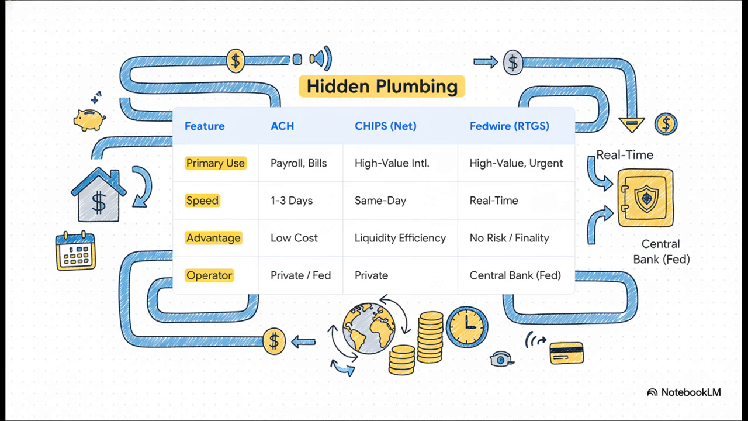And finally, you have Fedwire. That's the Federal Reserve's RTGS system. When a giant, time-sensitive payment absolutely positively has to get there with zero risk, like for a corporate merger, it goes through Fedwire. It's not as efficient, but it gives you that absolute finality.